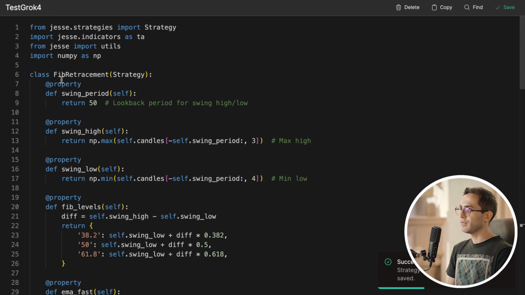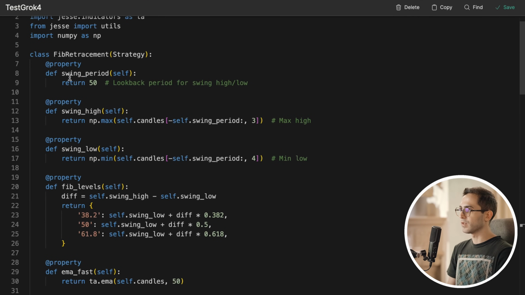Now, it named it Fib retracement. It defines swing period as 50. This is the look back period for swing high or low, which is indeed needed. The swing high is saying mp.max. The current candles, it's only selecting the swing period, which again is the look back period. Now, I think a better name for this would have been just look back period. But anyways, so it is selecting the index of 3.